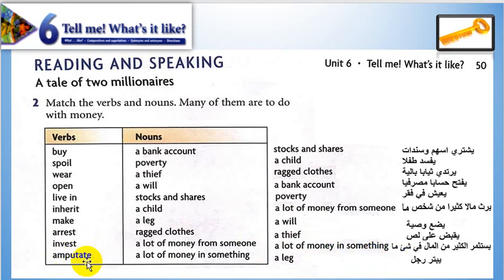Amputate. I think for many of you this verb is new. Amputate, يبتر, يبتر عضوا ما. Amputate a leg, يبتر رجل. Now, the verbs and nouns that have to do with money are: buy stocks and shares, open a bank account, inherit a lot of money from someone, make a will, invest a lot of money in something. This is an exercise for your knowledge and vocabulary. This is also an important one.